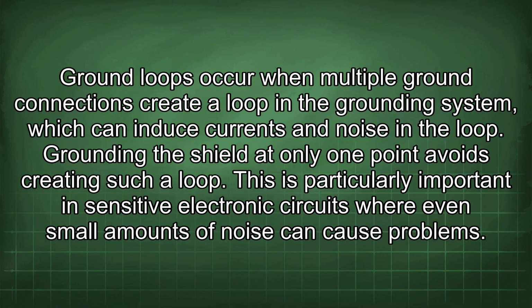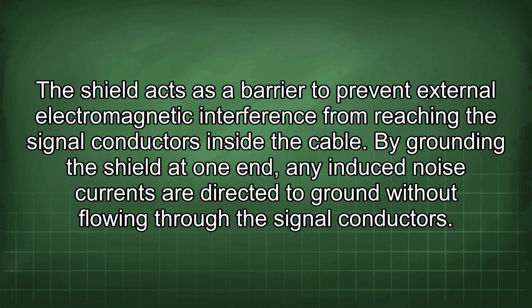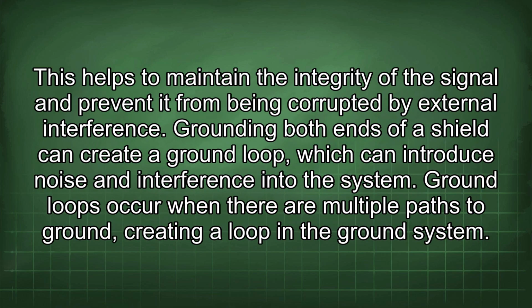This is particularly important in sensitive electronic circuits where even small amounts of noise can cause problems. The shield acts as a barrier to prevent external electromagnetic interference from reaching the signal conductors inside the cable. By grounding the shield at one end, any induced noise currents are directed to ground without flowing through the signal conductors. This helps to maintain the integrity of the signal and prevent it from being corrupted by external interference.